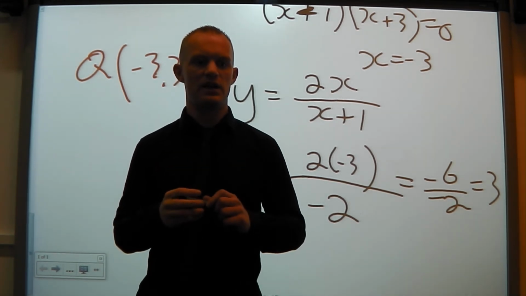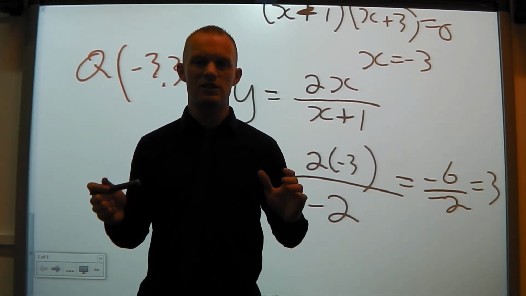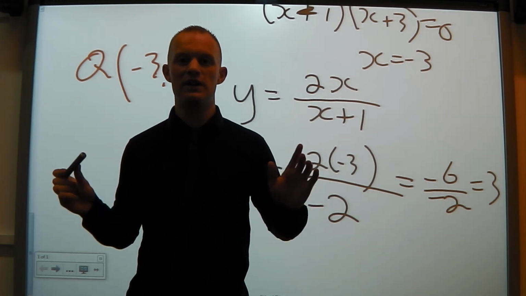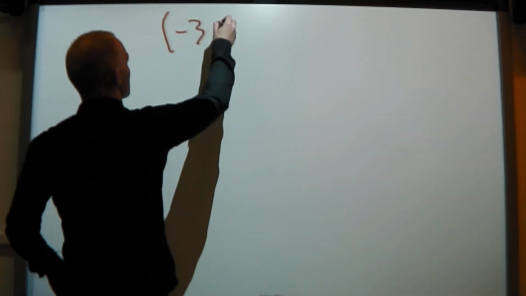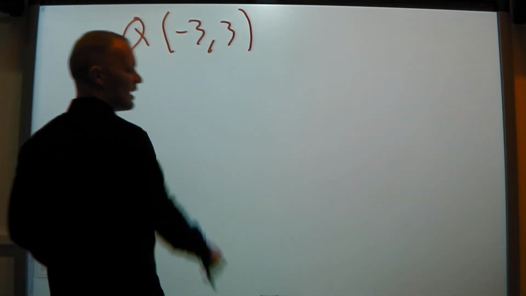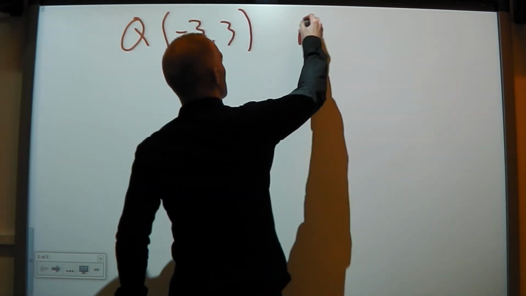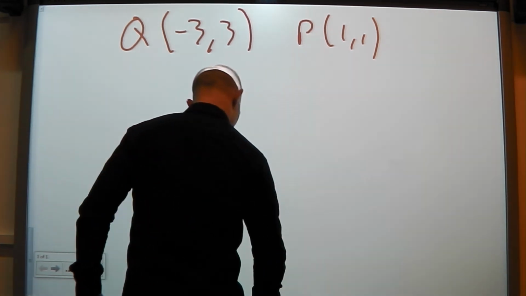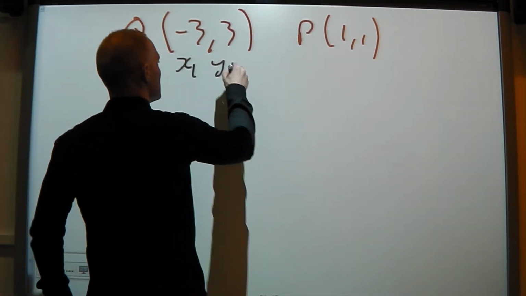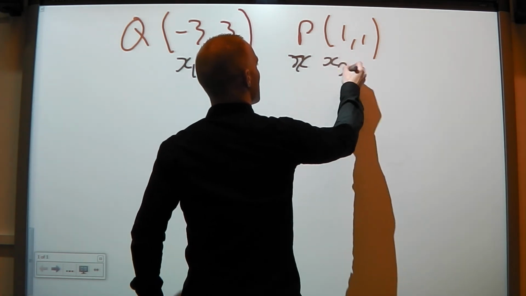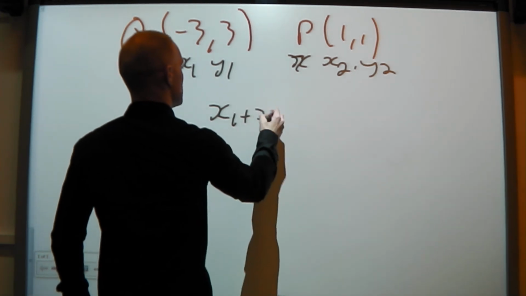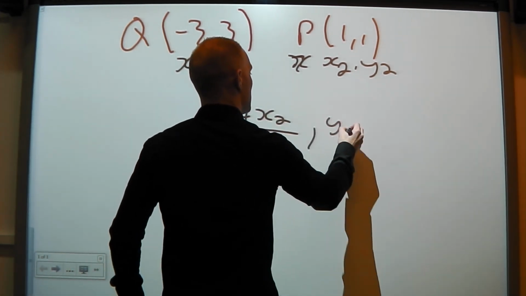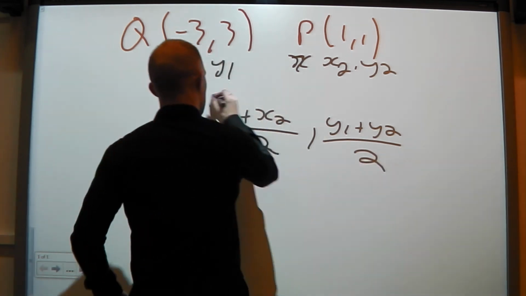Now for our third part here, we're to verify that the point of intersection of the asymptotes is the midpoint of PQ. So we're going to find the midpoint of PQ first. Now we have our Q term here, it's negative 3 comma 3, and our P term is 1 comma 1. Now we should know our midpoint formula. We'll let this be x1, y1 and that be x2, y2. The midpoint formula is x1 plus x2 all over 2, comma, y1 plus y2 all over 2.